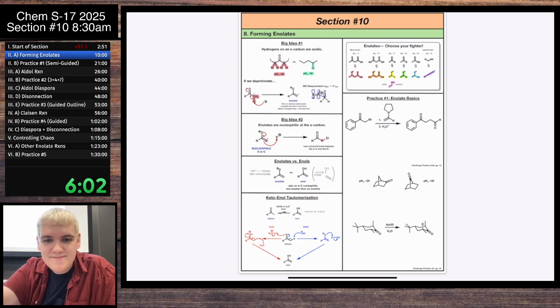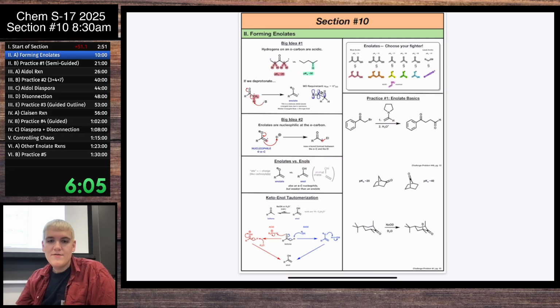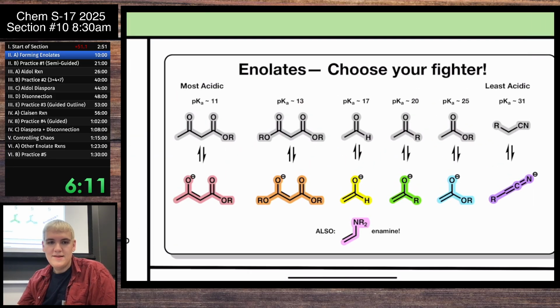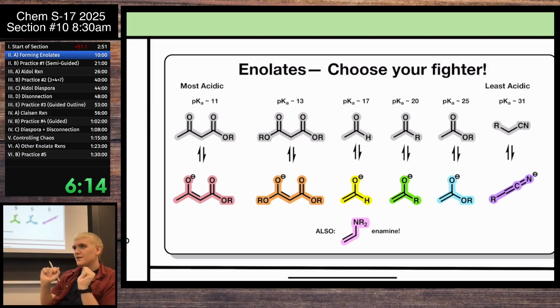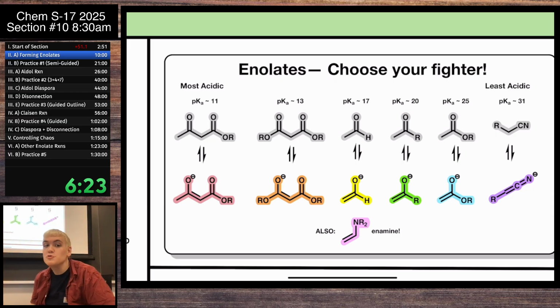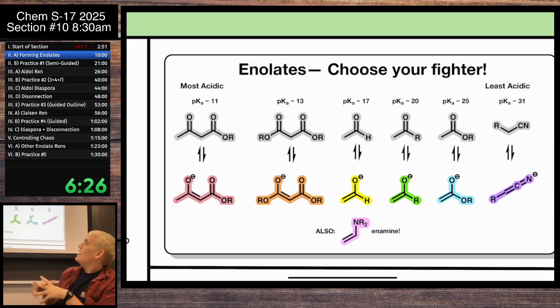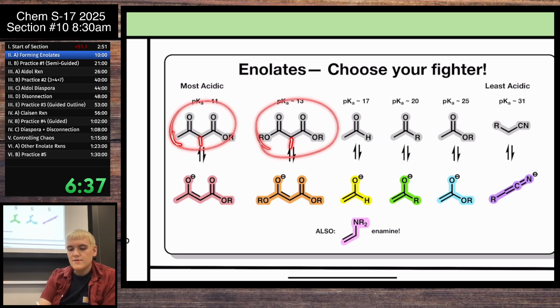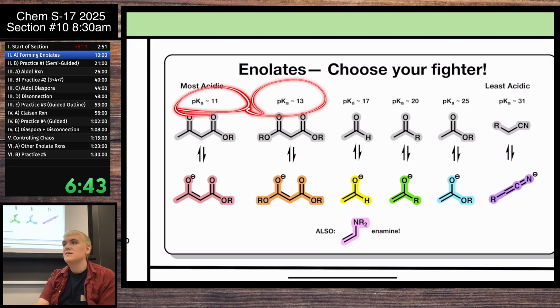There she is. So we have a lot of different flavors of enolates, and when we see all of them, it's very much like choose your fighter. We have our classic ones from aldehydes or ketones. Their pKas are more neutral, around 17 or 20. Then we have enolates from esters as well, which is slightly worse, but not very. And then we have the dicarbonyls. If we have an alpha position that's between two carbonyls, it is suddenly much more acidic. It's more like 11 or 13, so it's more acidic than just a normal alcohol.